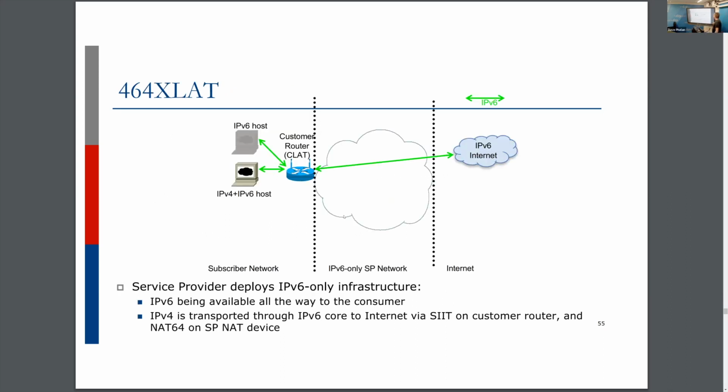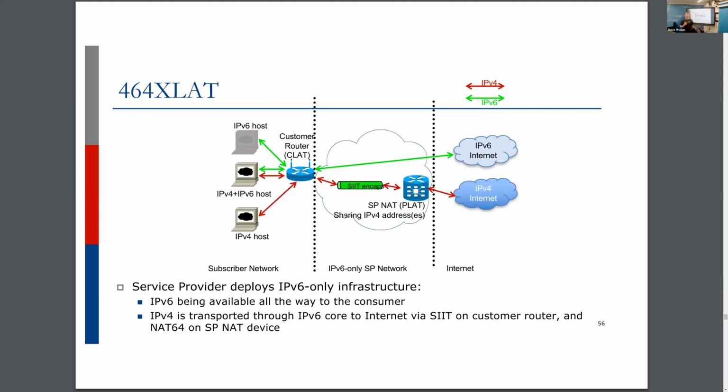464XLAT. This one's a little bit special again, but I'll touch on it really quickly. It uses a combination of a couple of things. So we are still using DNS64, NAT64 if we can, or we're routing straight out. But we have two components. We have the PLAT, which is the provider translator, and on the customer side, we have the customer address translator.